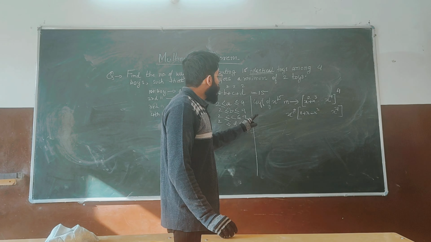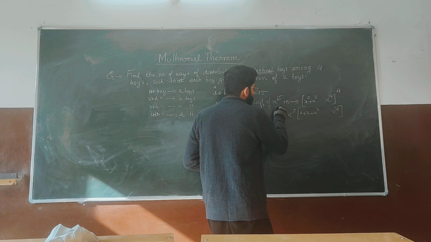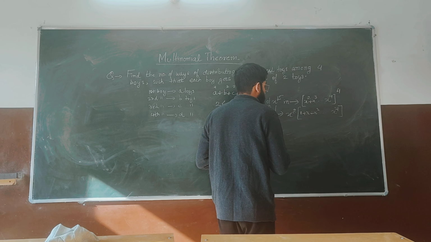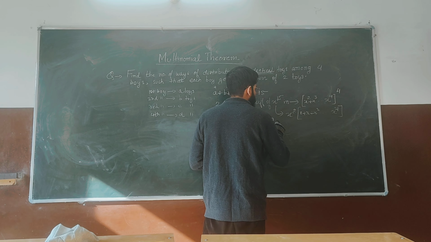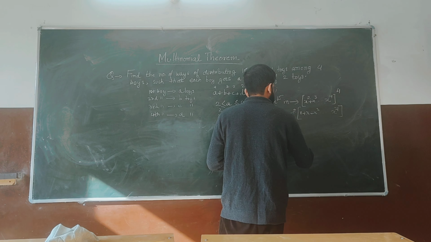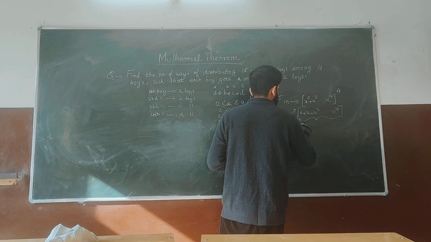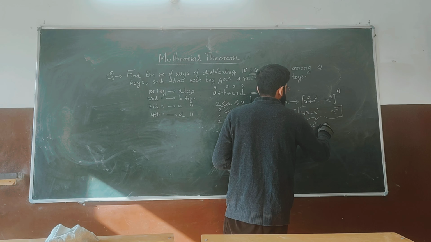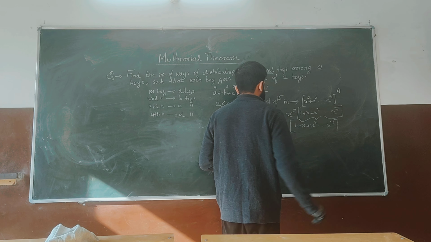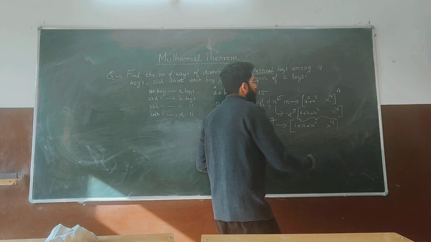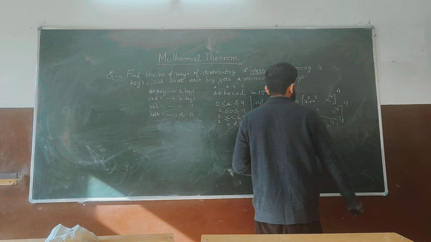Okay. So I have to find the coefficient of x to the power 15 in this, or in other words, I have to find the coefficient of x to the power 7 in this bracket: 1 plus x square till x power 7, whole to the power 4. We have whole to the power 4 here also, right? Yes.